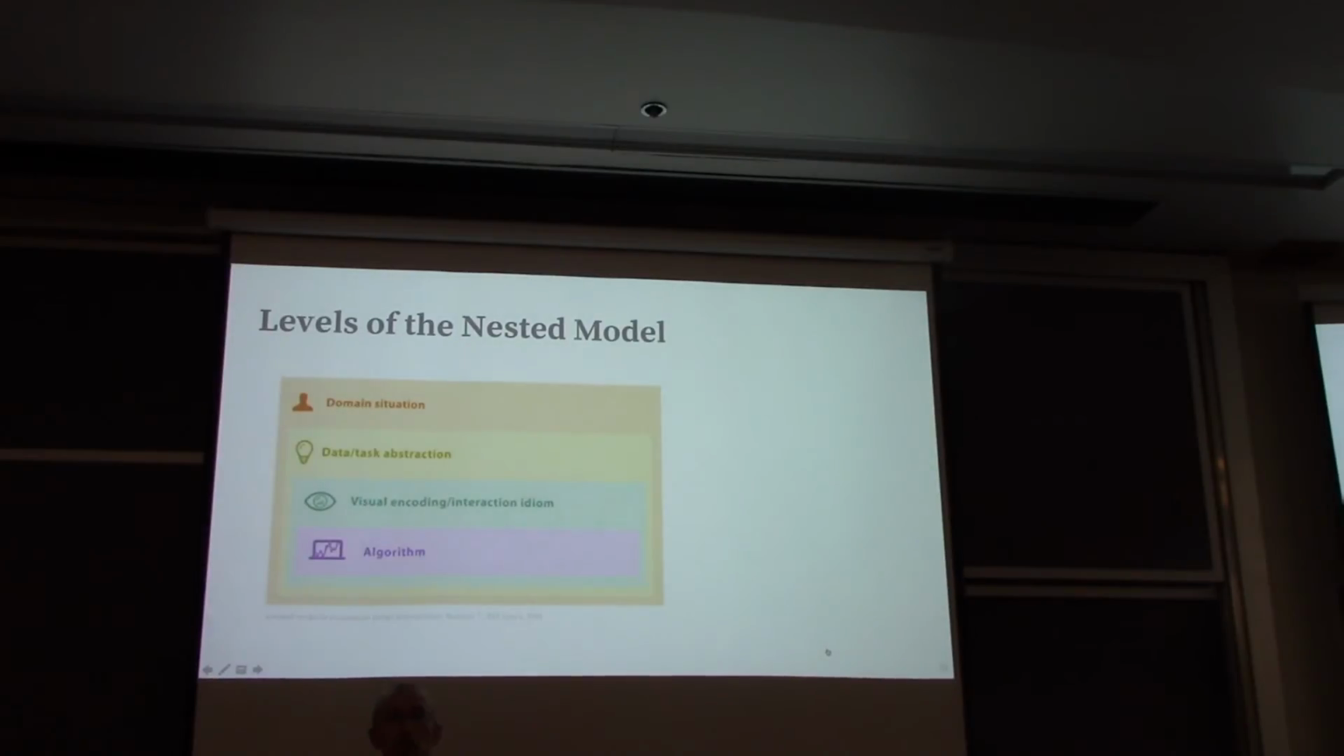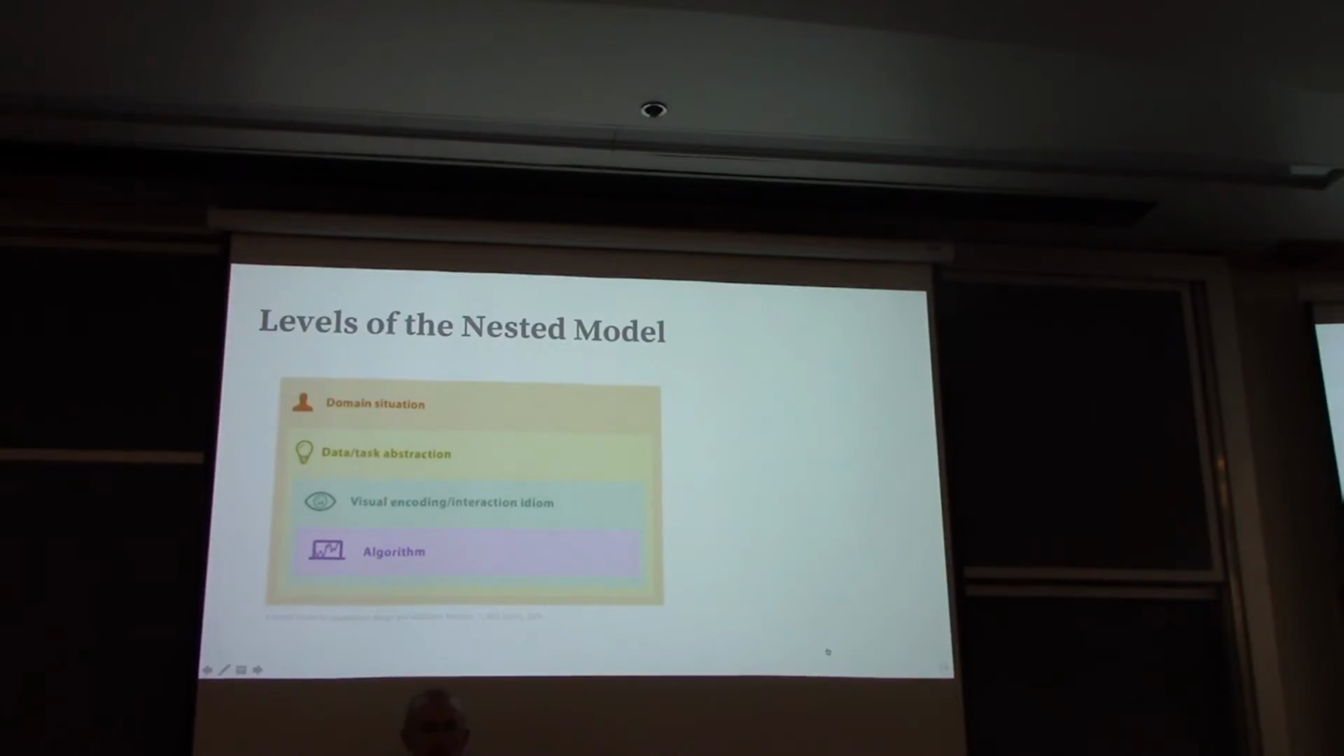So the levels of the nested model, there's 4 different levels here. There's the top level of the domain situation. So that's like the problem that we're trying to tackle. And then there's the data and task abstraction, which is starting to think about how can we apply that problem sort of generally when we think about the types of data and the types of tasks that people work with.